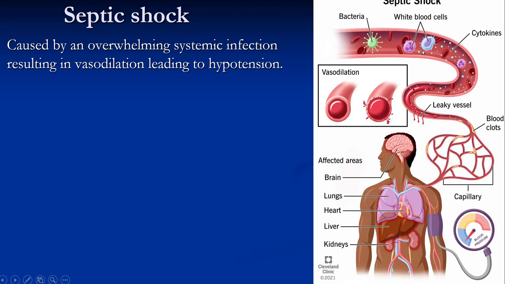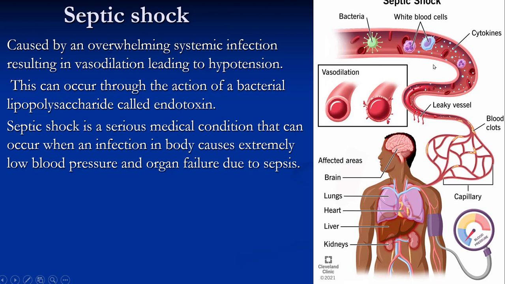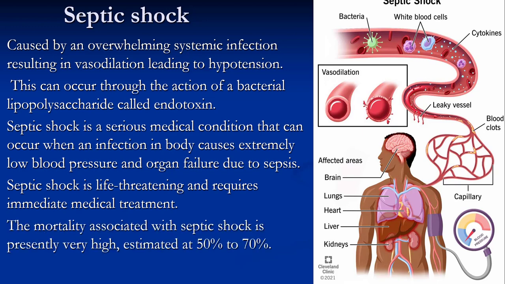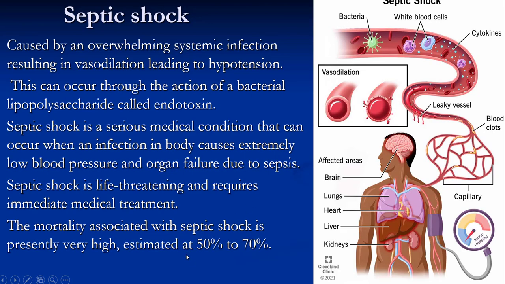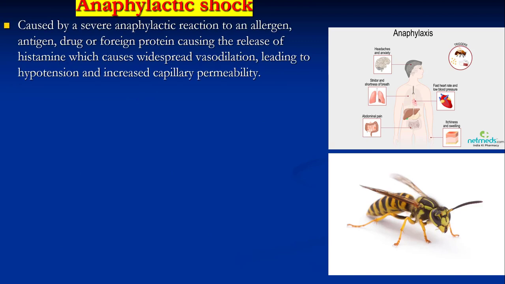Septic shock is caused by an overwhelming systemic infection resulting in vasodilation leading to hypotension. This can occur through the action of bacterial lipopolysaccharide called endotoxin. Septic shock is a serious medical condition that can occur when an infection in the body causes extremely low blood pressure and organ failure due to sepsis. Septic shock is life-threatening and requires immediate medical treatment. The mortality associated with septic shock is presently very high, estimated at 50% to 70%.